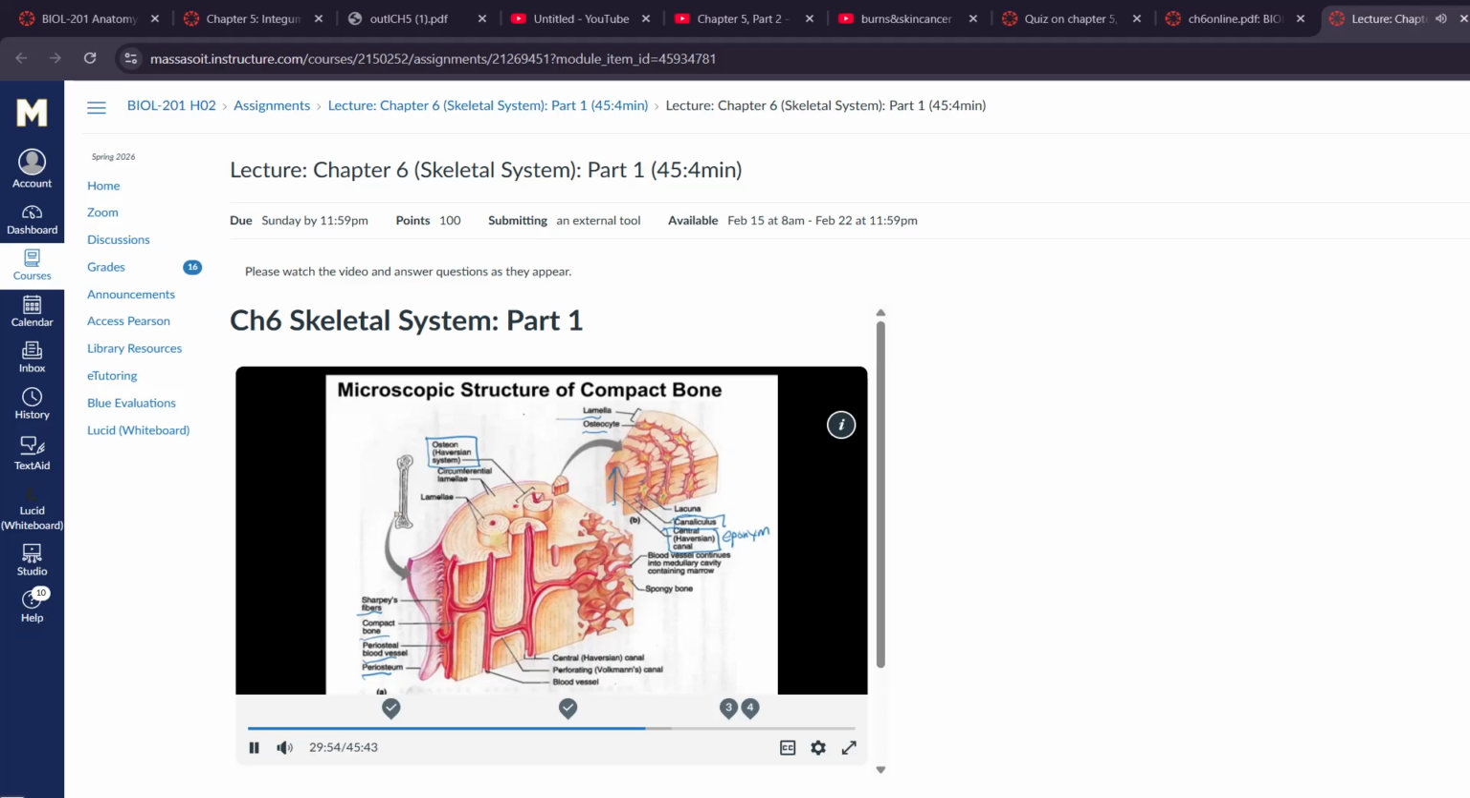Now, one more thing I want to mention is when you look at compact bone, you'll see it's made of repeating units of osteone. But going around the outer edge here, you'll see lamella that are not part of any osteone. In fact, they go around the circumference, meaning the outside of the bone. So these are called circumferential lamella.